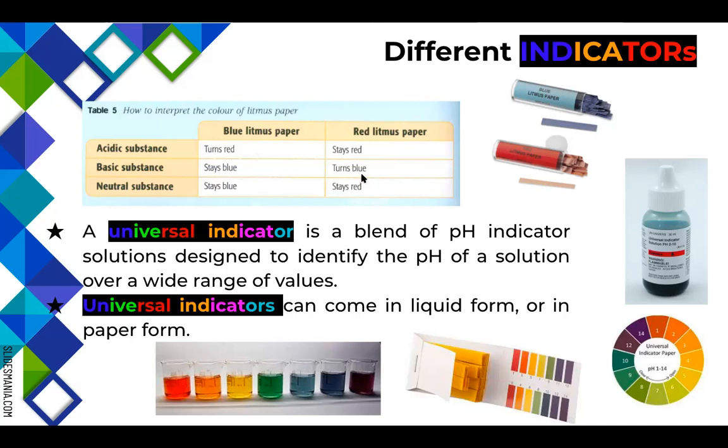Now, if neither of your litmus papers change color, it's because you have a neutral substance. It could be something like a salt solution.